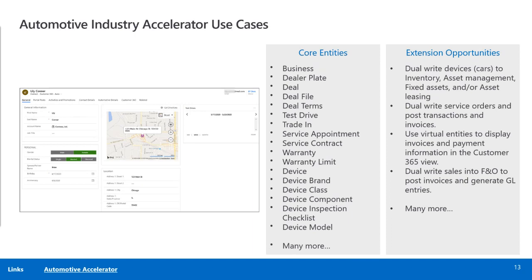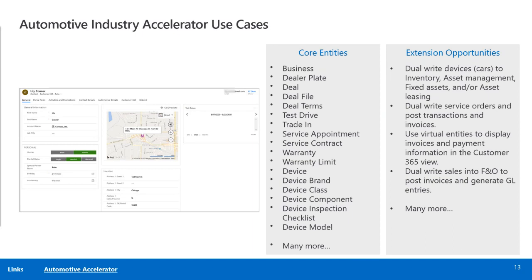You could also dual write your service orders and post transactions and invoices inside of finance and operations to record the financial and inventory aspects of your service shop at your dealership, from the service appointments and contracts and so on that are happening inside of the model-driven app. You could use virtual entities from finance and operations to display invoices and payment information in the customer 360 view.